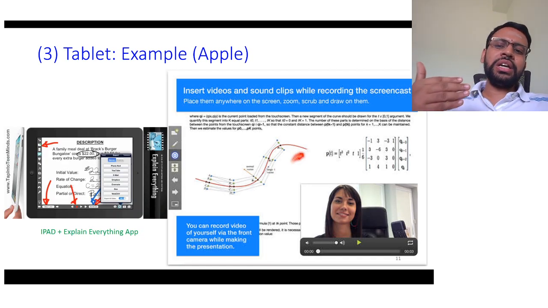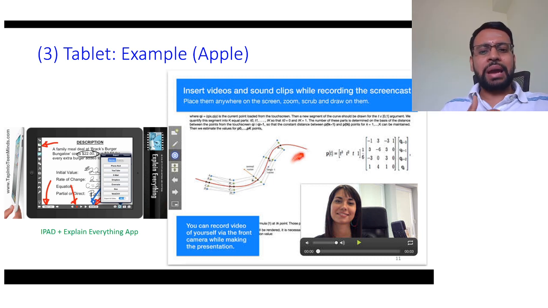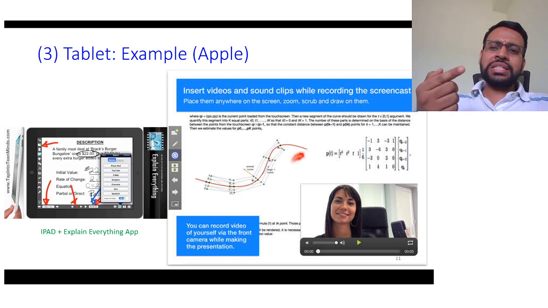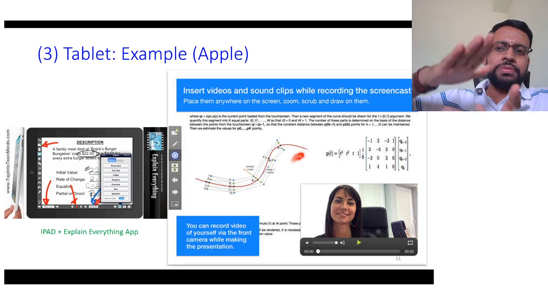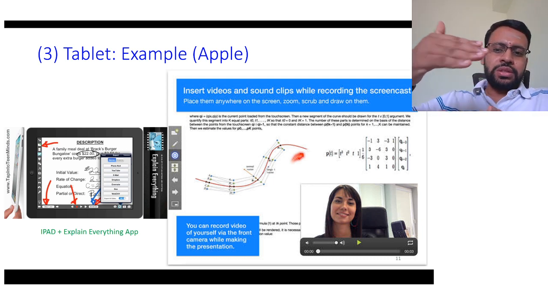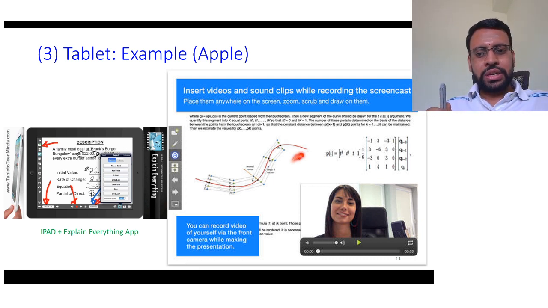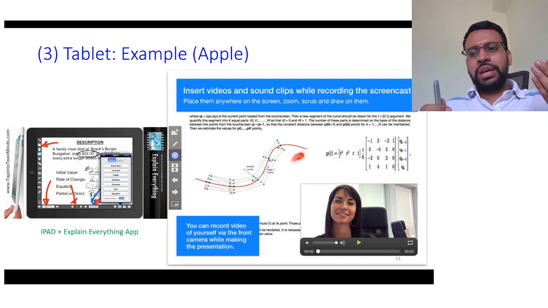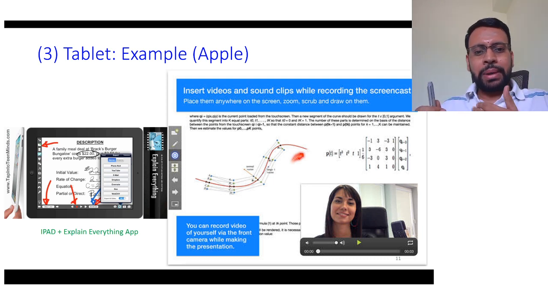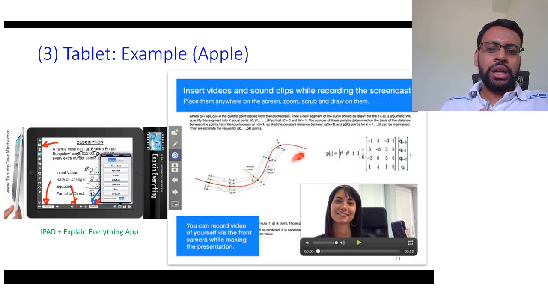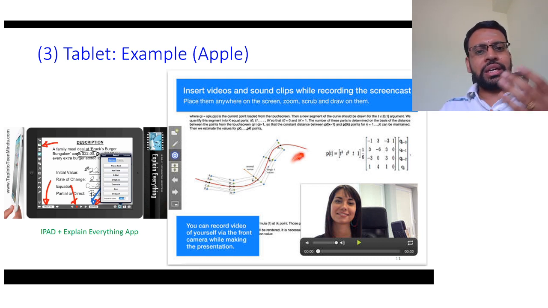And the third category I would call tablets. That's how we usually call them. There are a lot of tablets, so there is a slight distinction I'm making between the previous one and this one. This tablet is multi-purpose. You could do other things as well, like for example iPad, most of you are aware of that. Then there are Samsung tablets, and HP and many other companies.